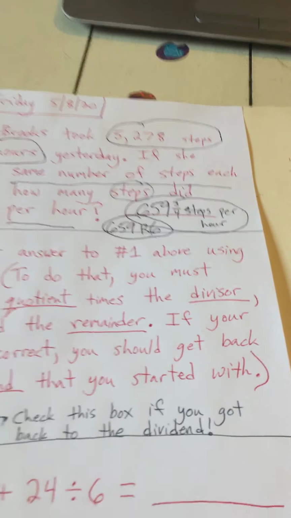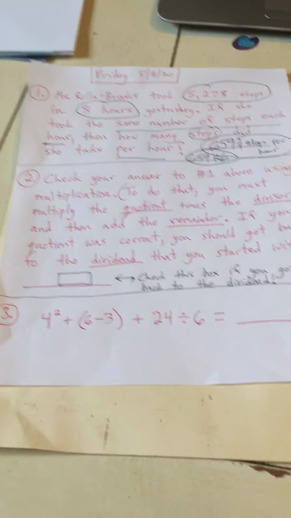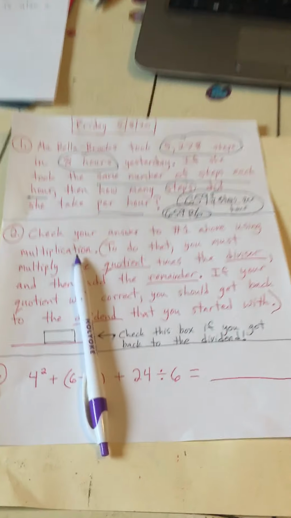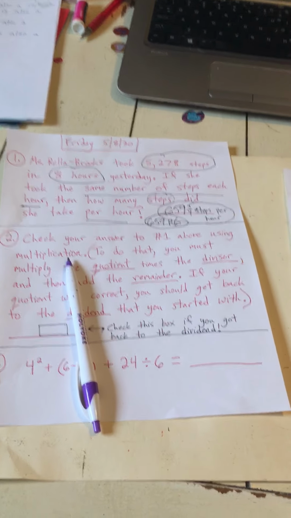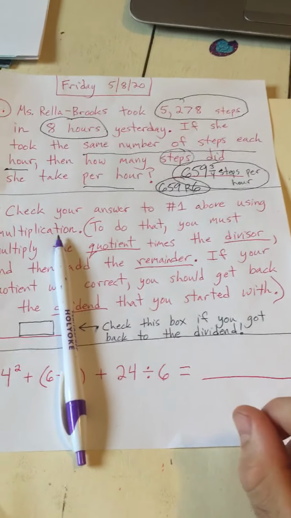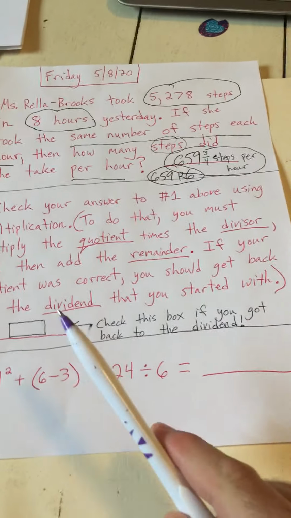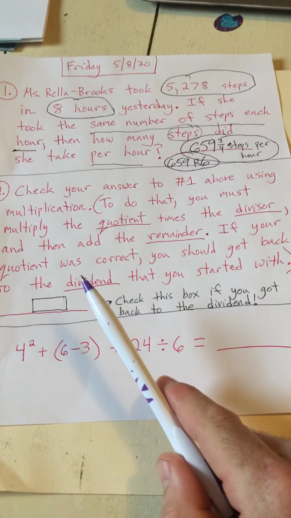All right. Now, number 2 is going to have us check that. So this is something I wanted you to practice today. Give yourself some snaps first of all. If you did that division, that was pretty tough division. Nice work. 4 digits divided by a 1-digit divisor. Nice job. Number 2 says, check your answer to number 1 above using multiplication.